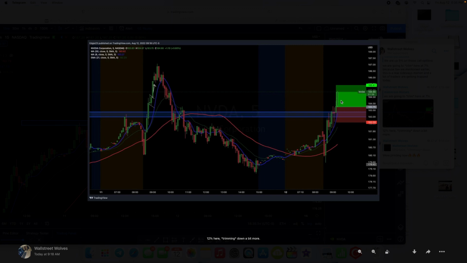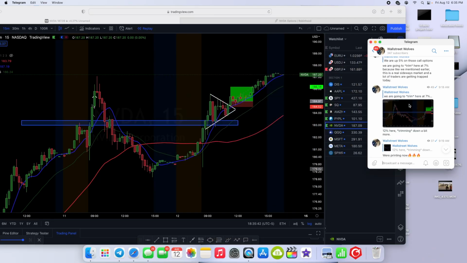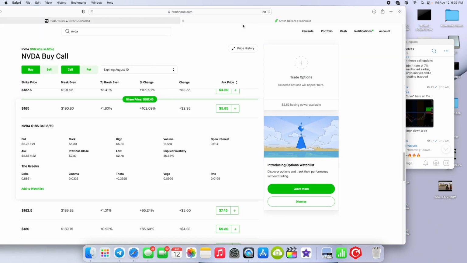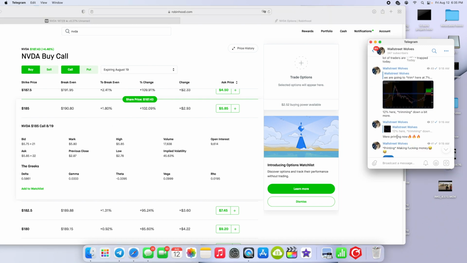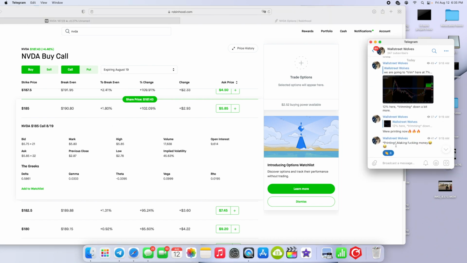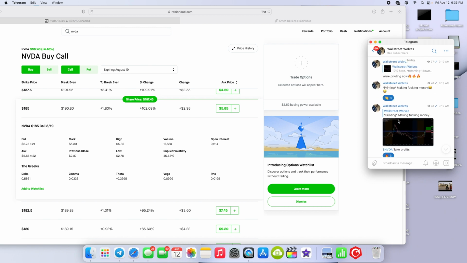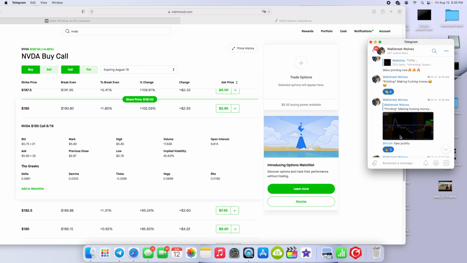Look at that. That was beautiful. It went from 183.75 to 184.90. That's a whole dollar move up. And for contract options, bro, you would have banked a lot of money if you would have played options on that. That's why we said we're printing now, making money. We made a lot of money on that.